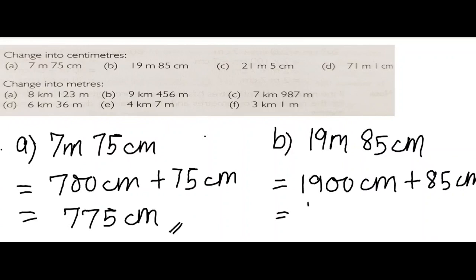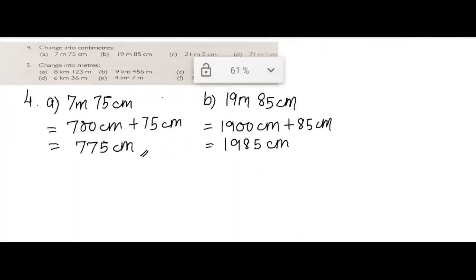How much will you get? You will get 1985 centimeter. So in this way you will do 4A and B, and C and D you will do by yourself. Now number 5, children.